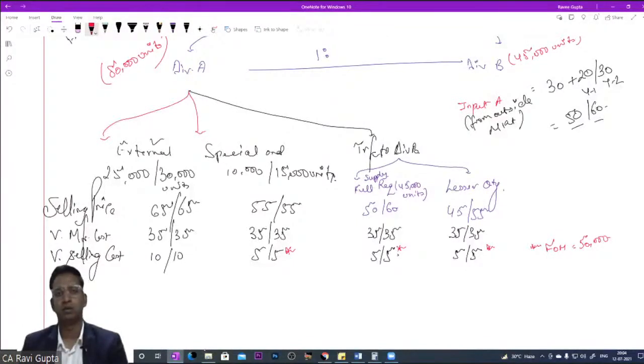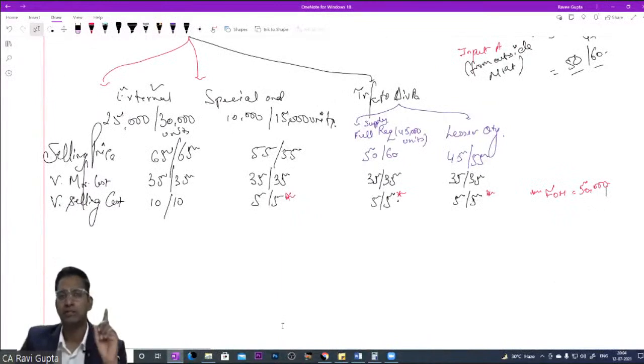So a lot of things we have to discuss in this area. Number one, how to decide how many units will be transferred to division B? It will be completely based on the contribution statement. Those markets or units which give us higher contribution shall be given first priority, first ranking, and the balance will then be allocated. Okay. What about this 5 rupees?